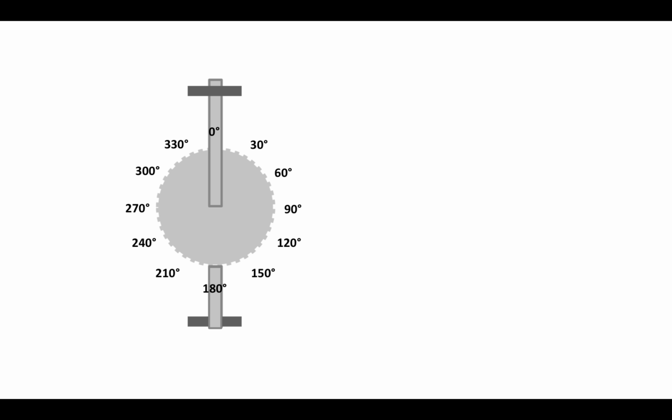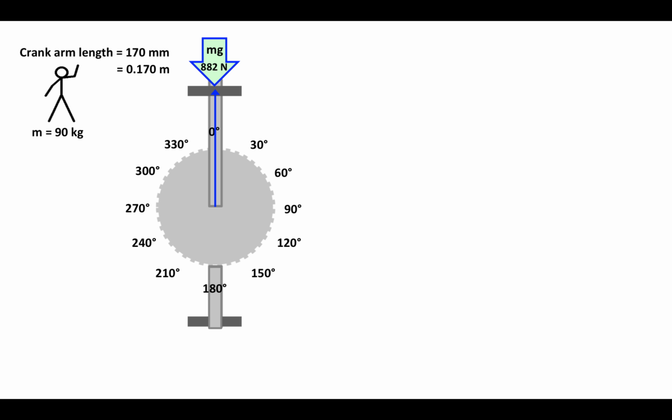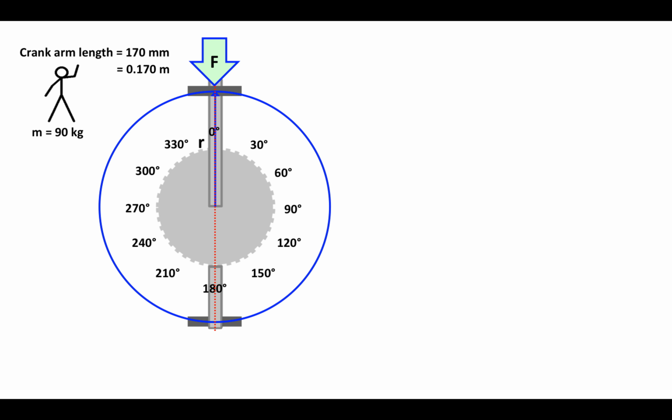Here's my crankset. Here's my 90 kilogram rider. I have a crank arm length of 170 millimeters or 0.170 meters. There's my crank length, and I'm assuming that I can put the total weight of the rider on the pedal, exerting a downward force of 882 newtons, and this line here is the vertical bisector of the crankset. Here is our force, and that is the length of the arm, and that length of the arm is R, and R operates within this circle.